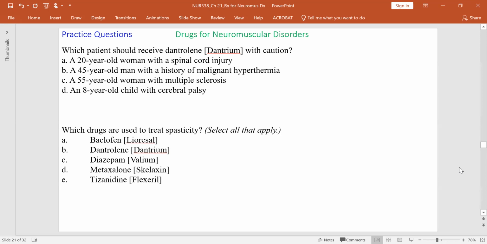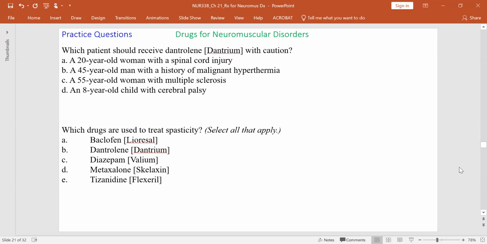So dantrolene is used to treat spasticity associated with multiple sclerosis, cerebral palsy, and spinal cord injury. So all of these patients would be candidates for this drug. And also it can be used to treat malignant hyperthermia. As we said, it's the first-line drug to treat malignant hyperthermia.